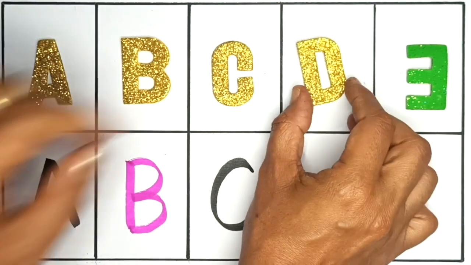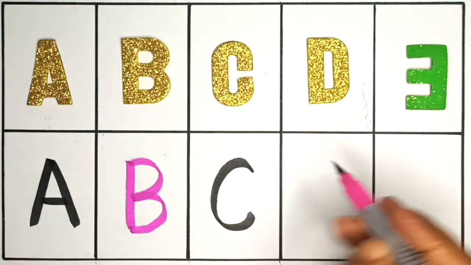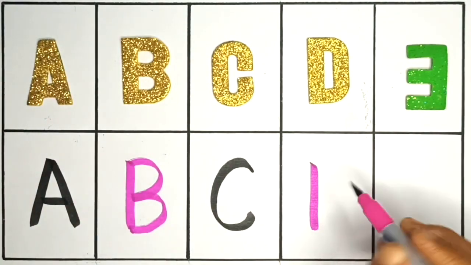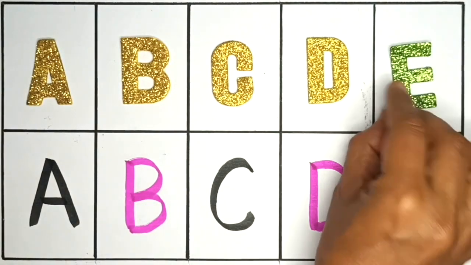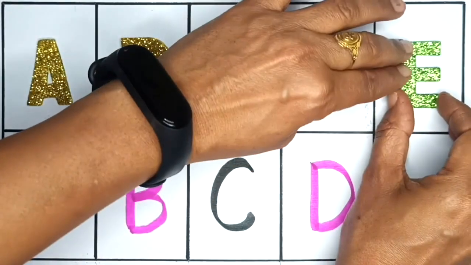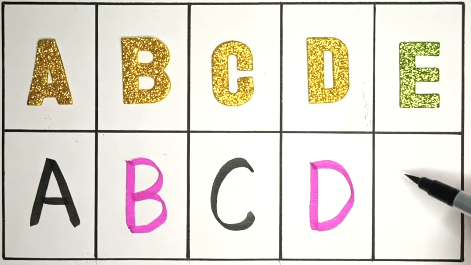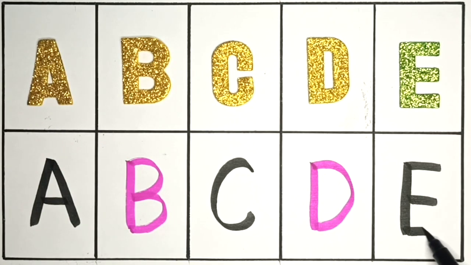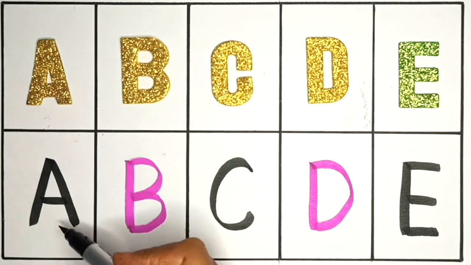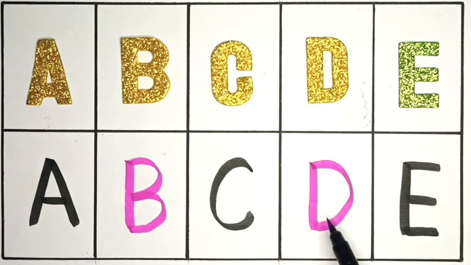D. D for dog. D. E. E for elephant. E. A, B, C, D, E.